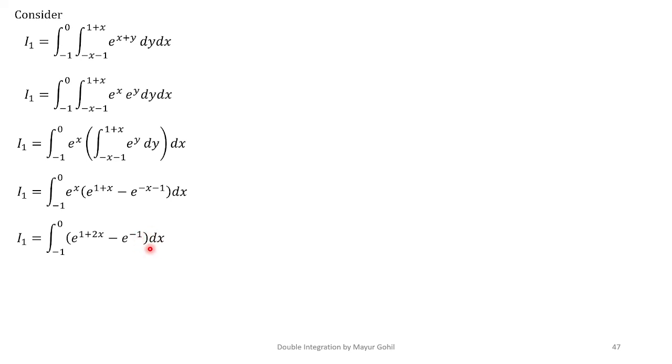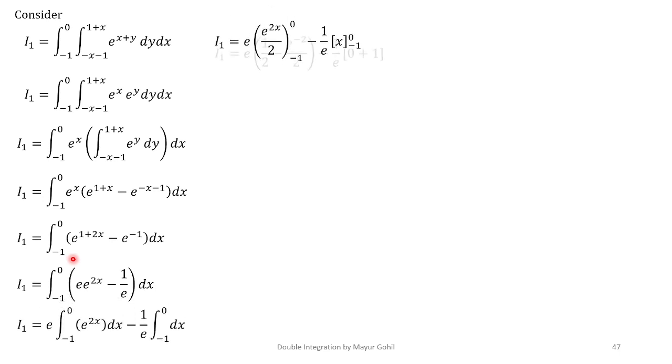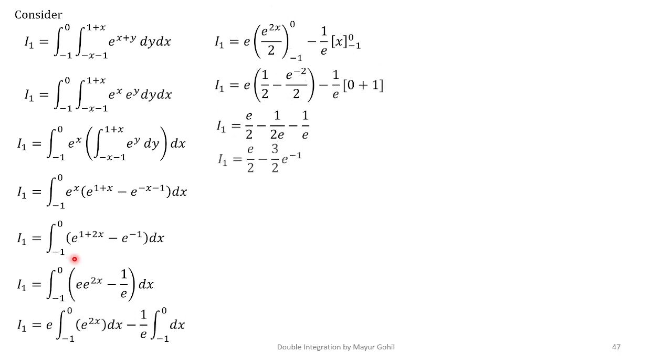And the only variable now under consideration is x. So you now integrate with respect to x. This is a definite integral. It's very straightforward from the school level. So once we integrate, we obtain here our answer as I1 equals e to the power e divided by 2 minus 3 upon 2 times e to the power minus 1. Okay, so this is our first answer for I1. Okay, now let us go for I2.